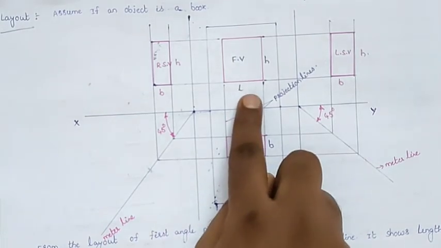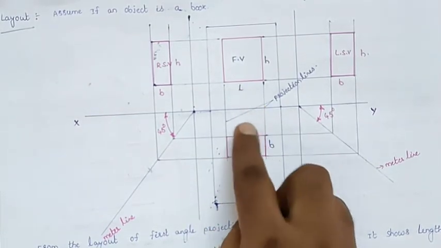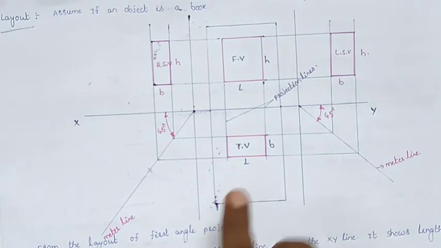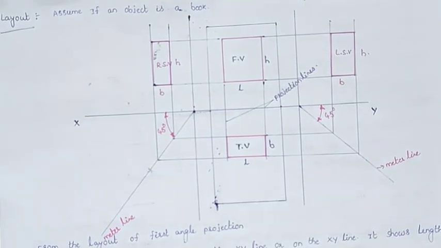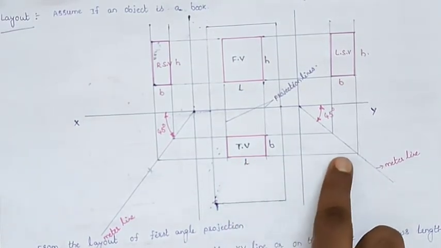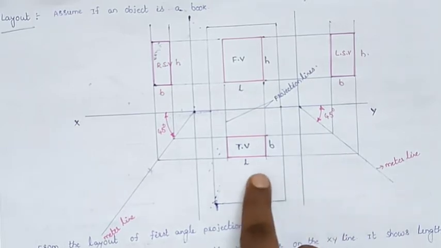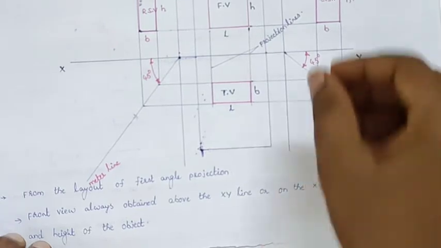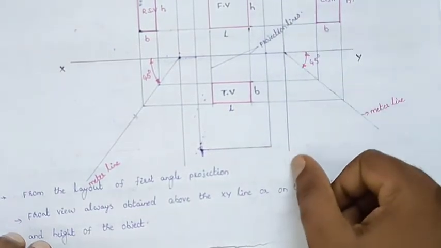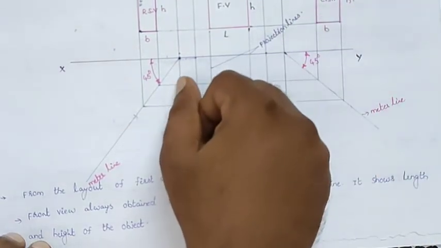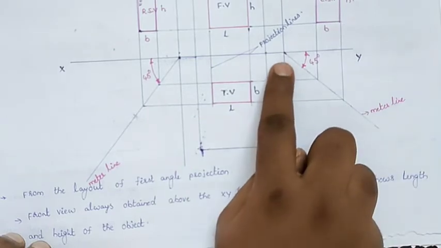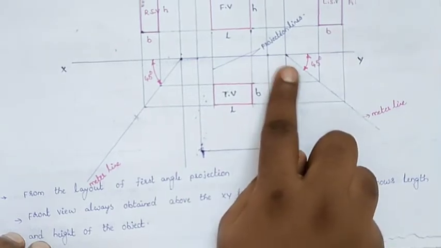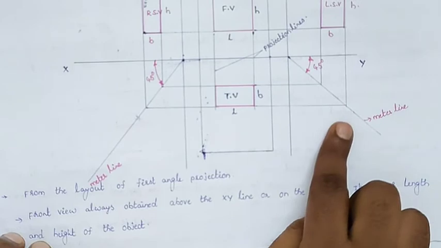Below the reference line, after drawing the front view, draw the projection lines like that, and we will draw the top view. Then we will draw another reference line, X1 Y1, in this direction and also in this direction. From the intersecting point of XY and X1 Y1, draw the miter line with an angle of 45 degrees.